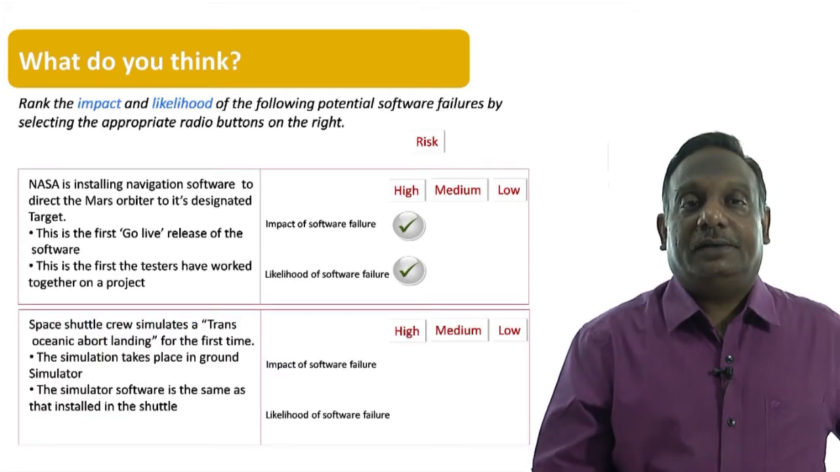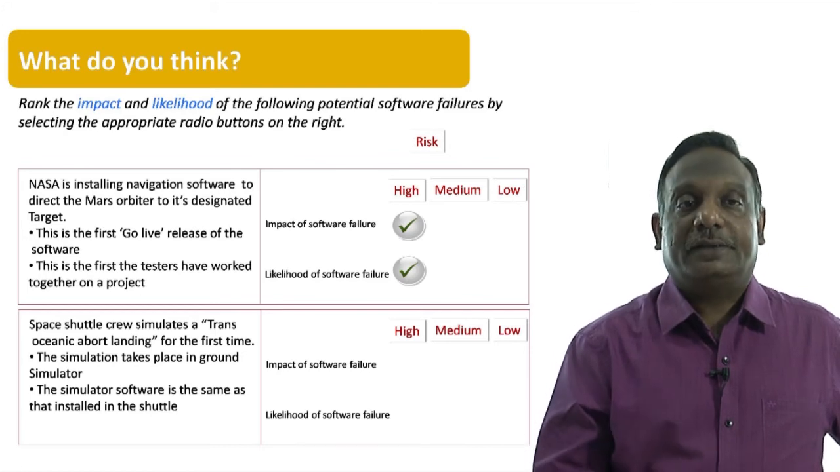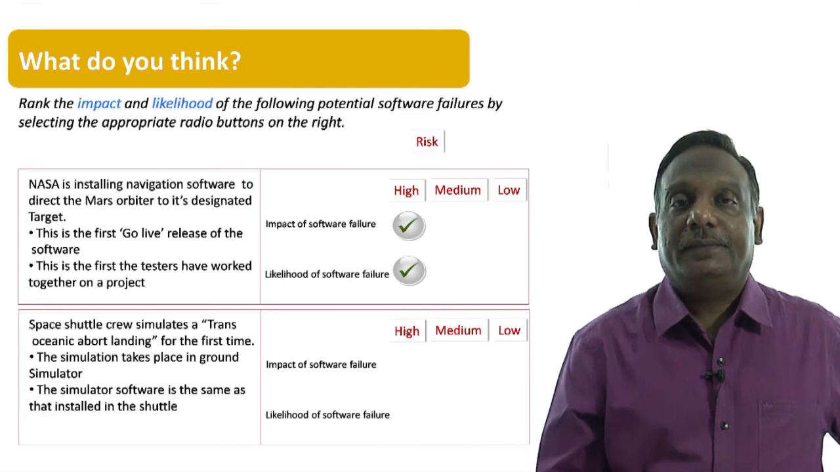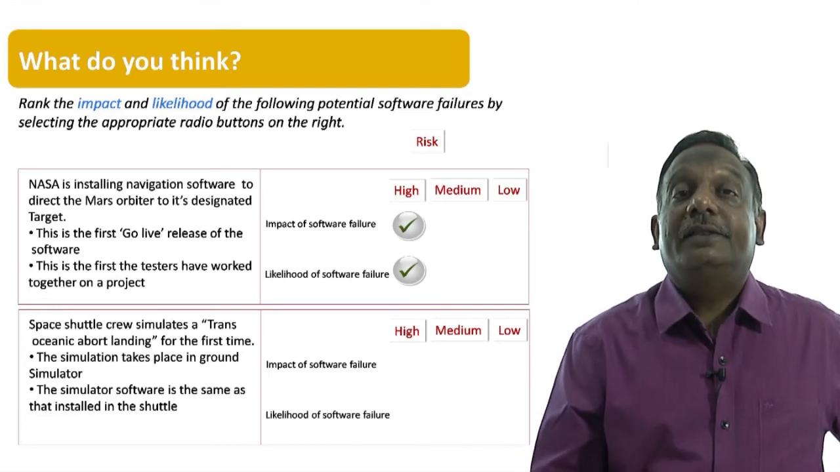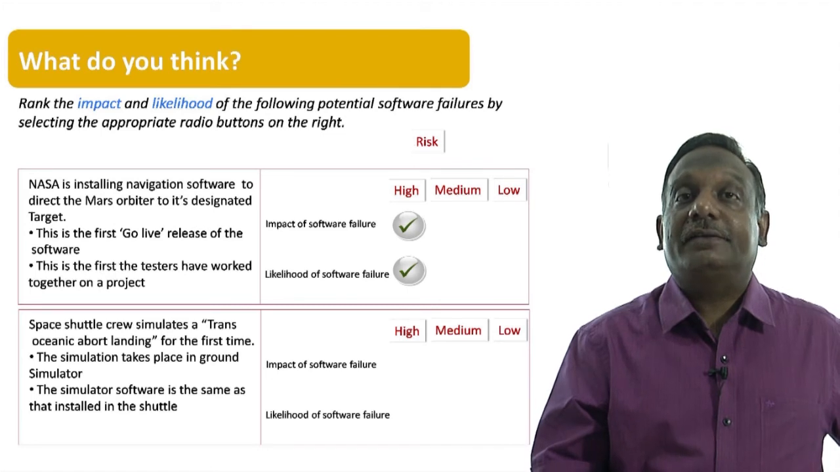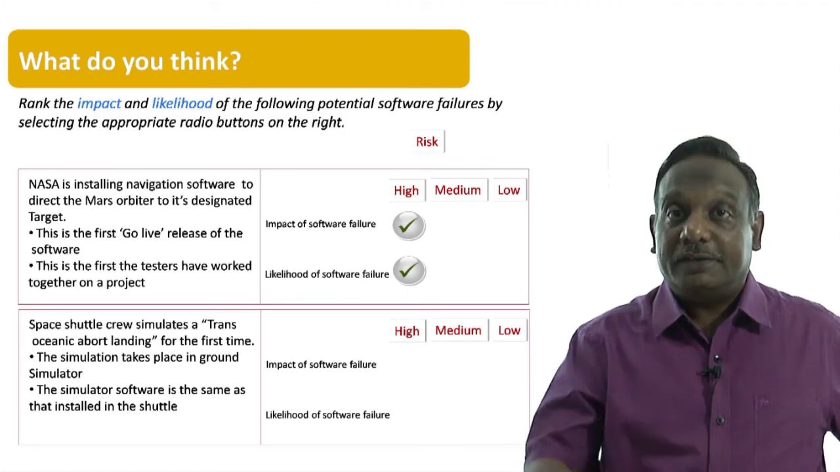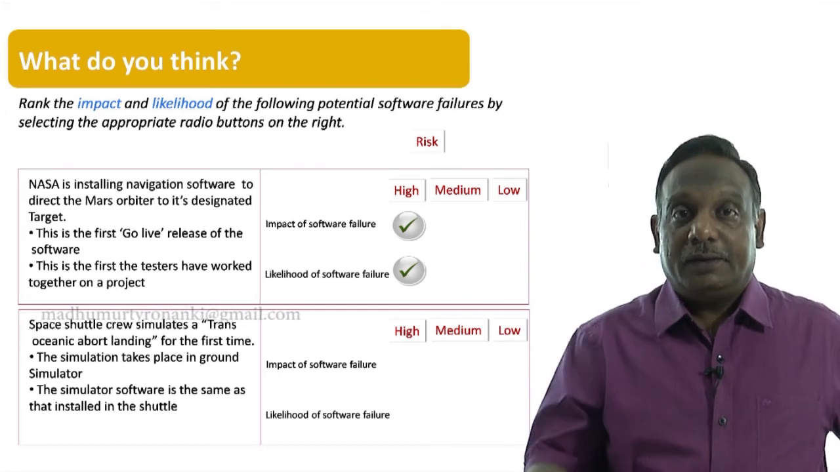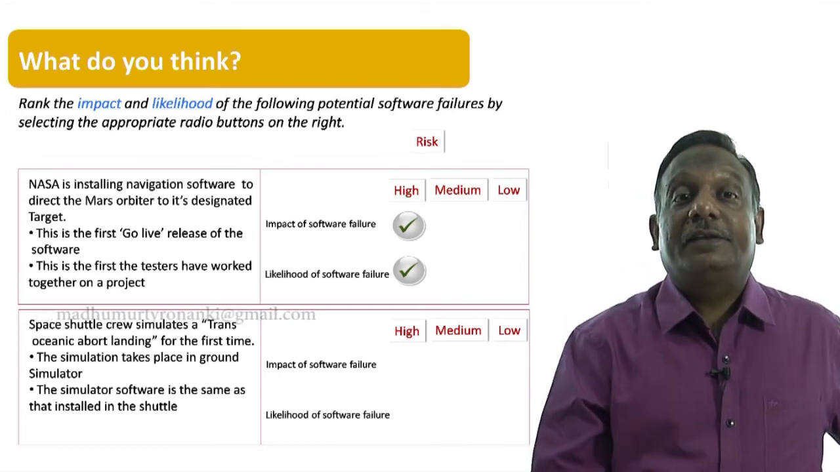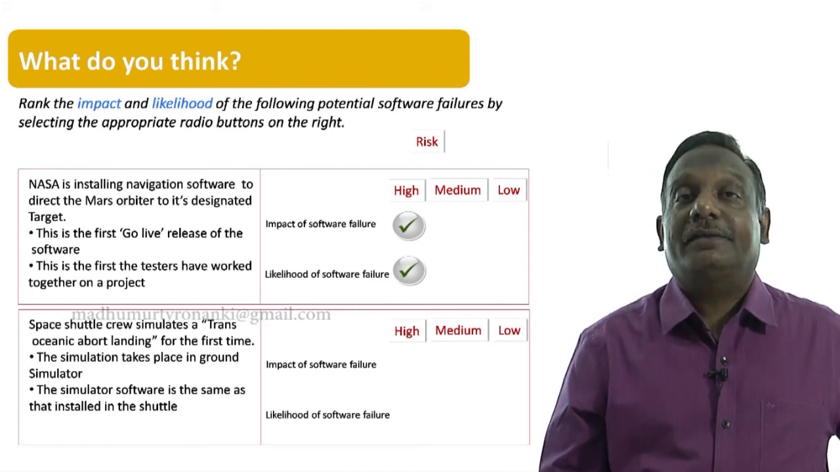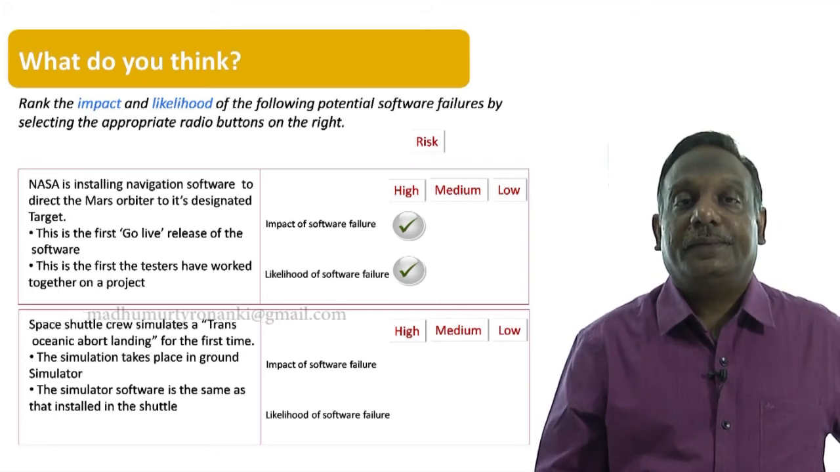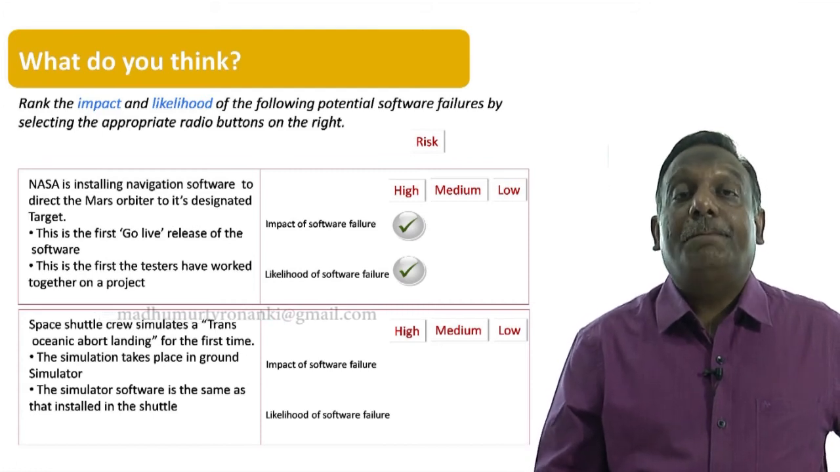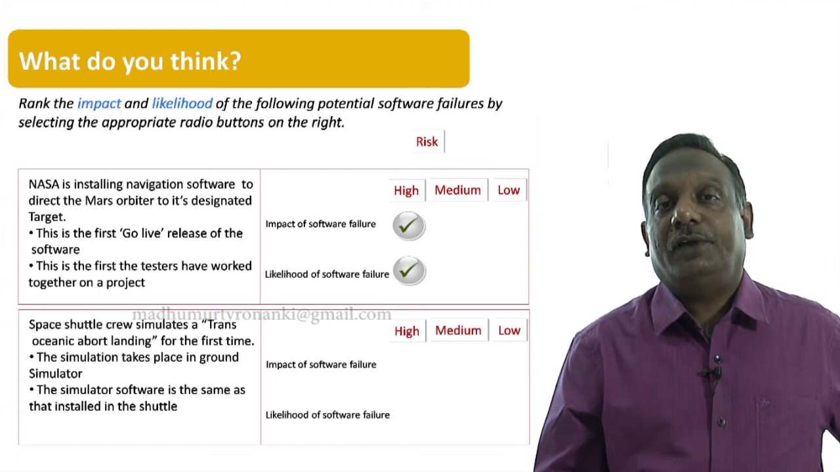A space shuttle crew simulates transoceanic abort landing system for the first time. Again, this is for the first time. The simulation takes place on the ground simulator. It's a simulator. It's not real live software. You have to understand that point. And the simulator software is the same as installed in the shuttle. Okay. So now what is the impact of this software failure?